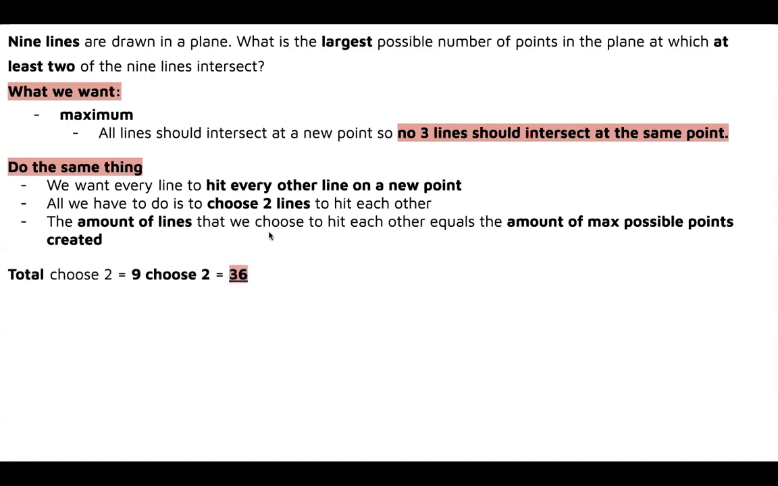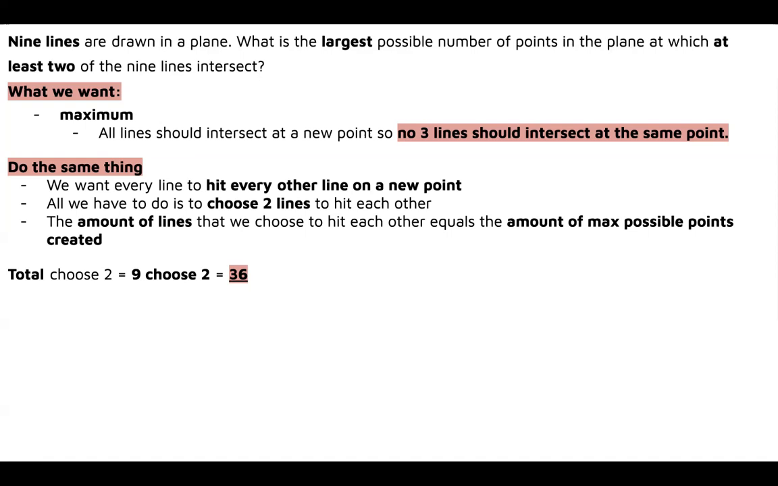So the total choose 2, and the total number of lines is 9. So 9 lines, and you choose 2 lines out of the 9 lines. So it would be 9 times 8 divided by 2, which is 36. Just to summarize, you just want to pick 2 lines out of the total lines, and they have to intersect at a new point. So that's why you do this.